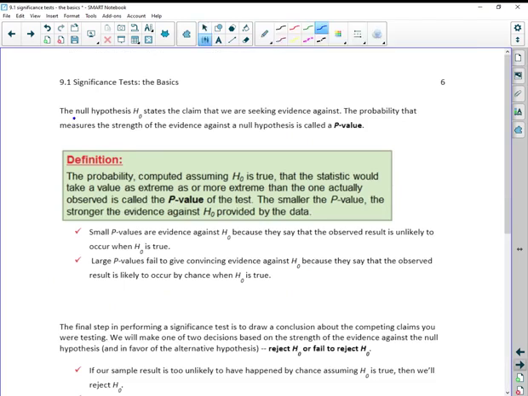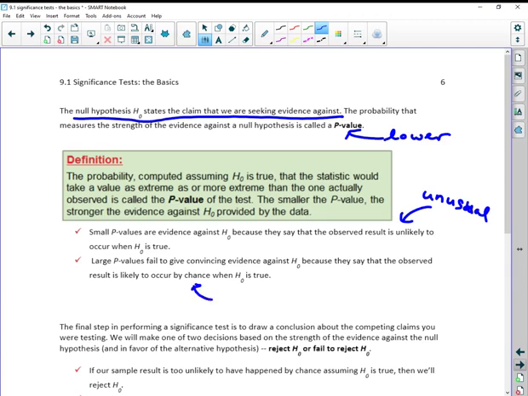Okay, so we're looking for evidence against this null hypothesis. And the more evidence we can find, then the lower the p-value is going to be. If things are unlikely to happen, meaning unusual to happen, that's evidence that it's not just the result of chance variability.